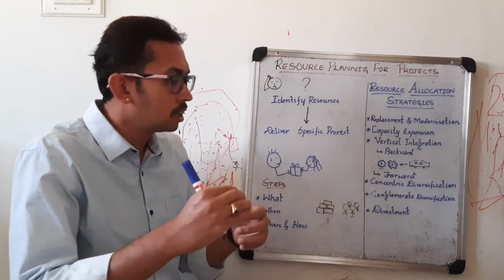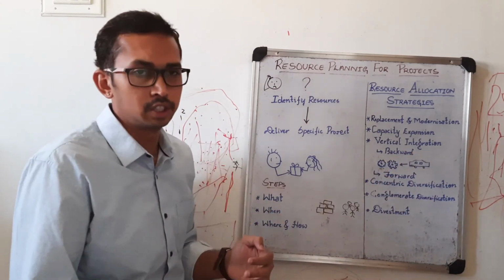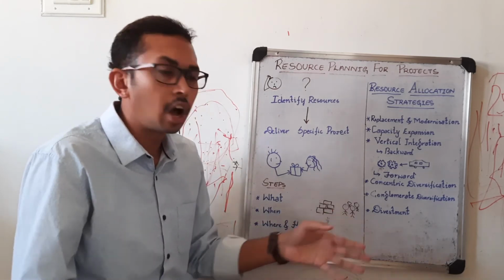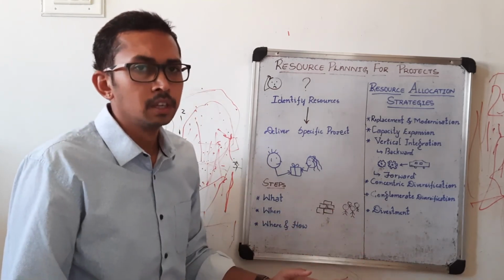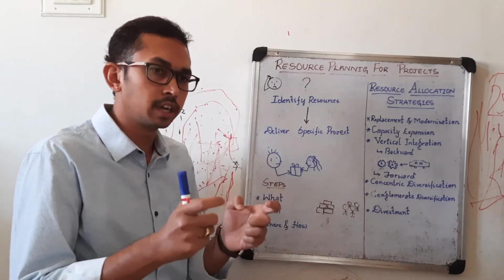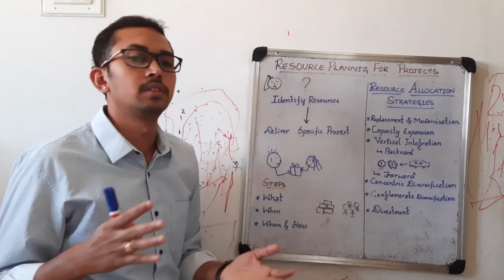The last method that we are going to call as divestment. What is the meaning? It is the opposite of investment. So what is the meaning of that? You should be in a position to decide when you should come out of the business.